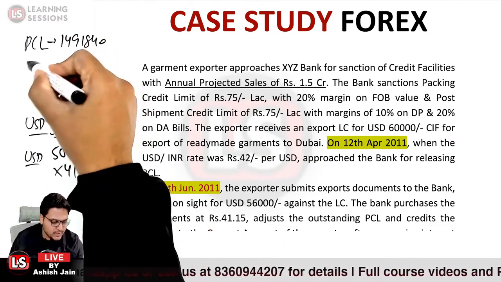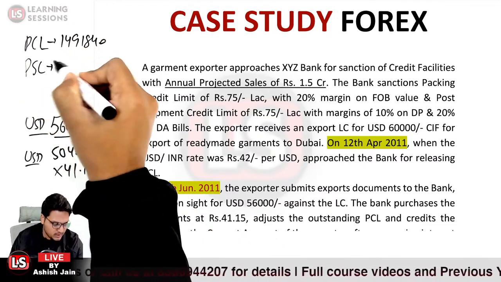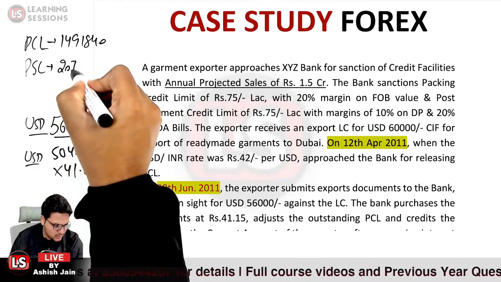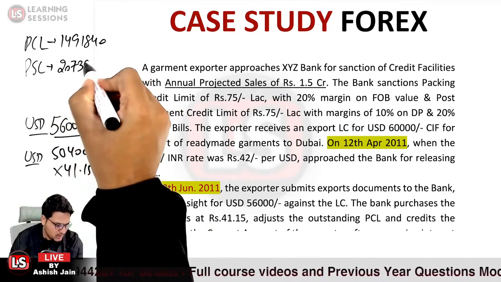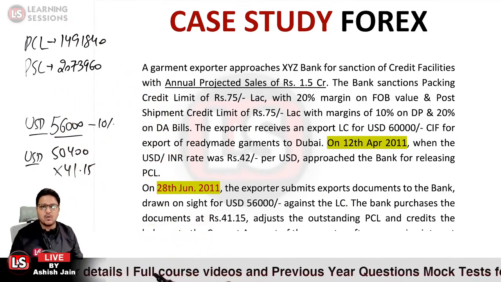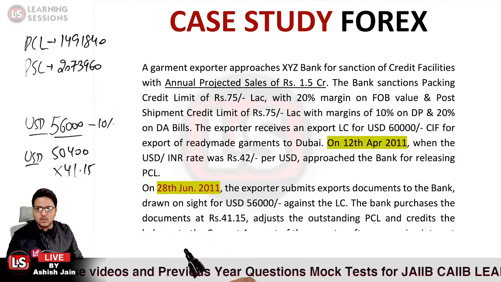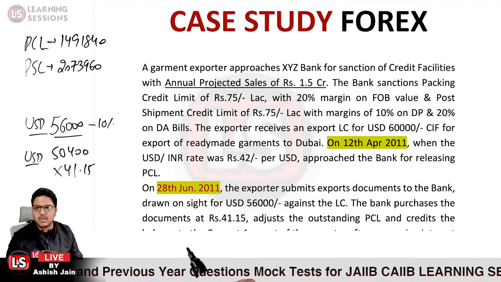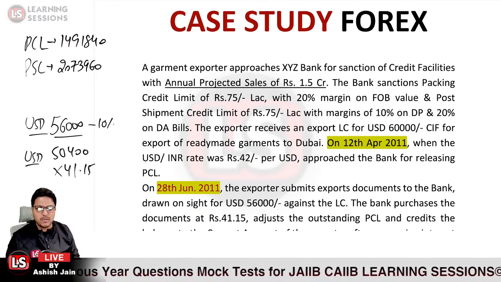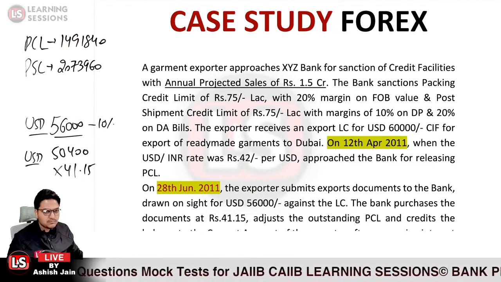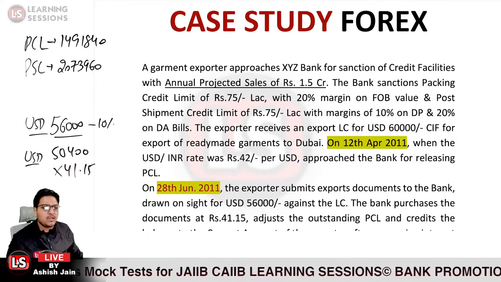So I can write it over here that the post-shipment credit is 2,073,960. This is the amount which is over there as the post-shipment credit. Is it clear? Now let's move to another question.